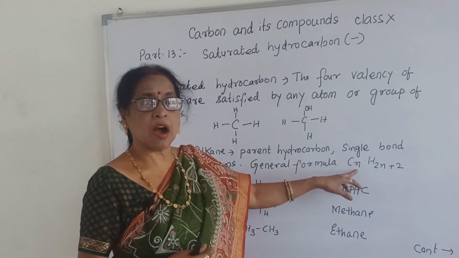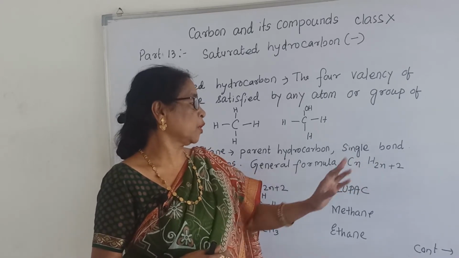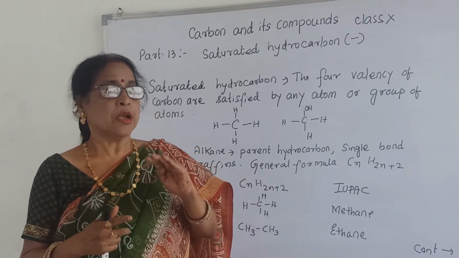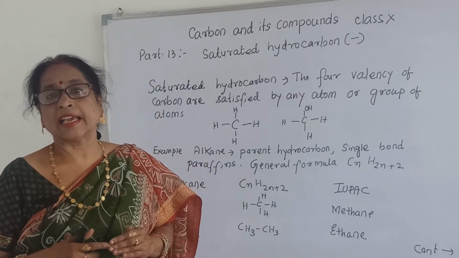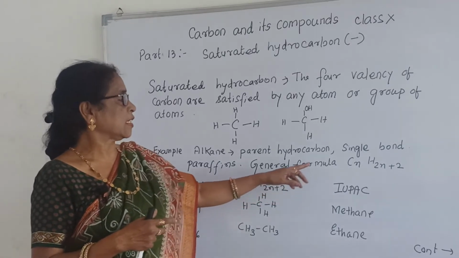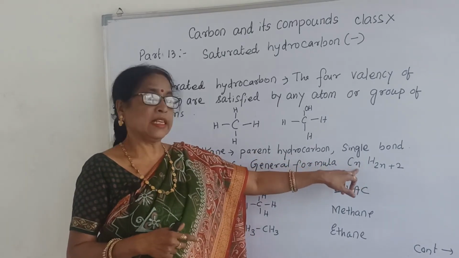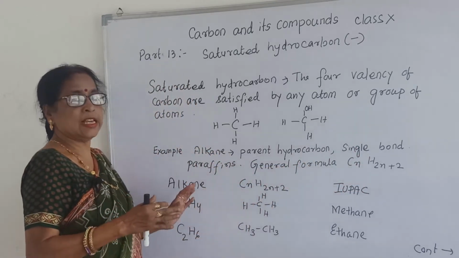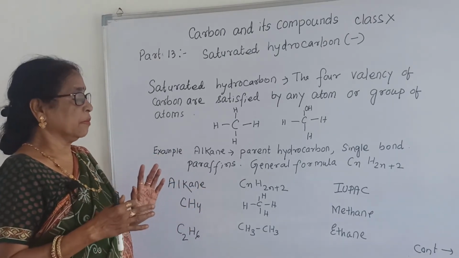That means if n equals 1, then H2n means 2 into 1 plus 2, that means 4. C1H4, the first compound. The first alkane is methane. Cn, let n be 1. H2n means 2 into 1 plus 2. That means CH4. Here CH4 is our methane.